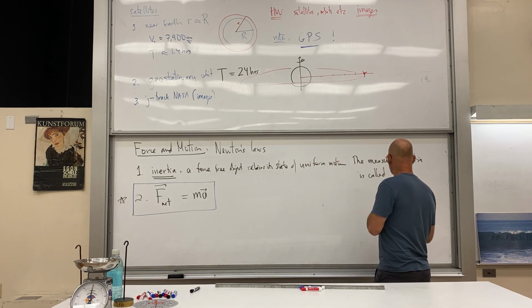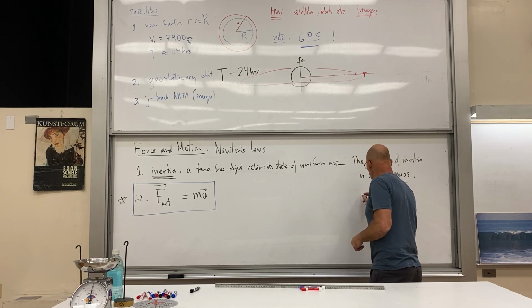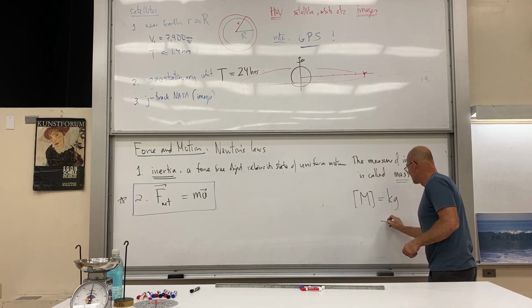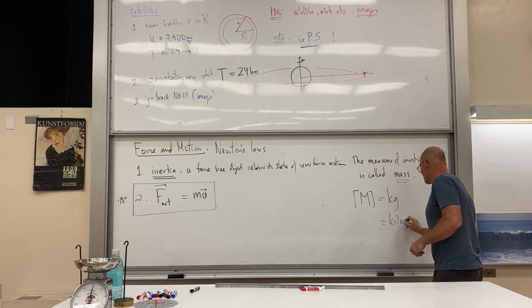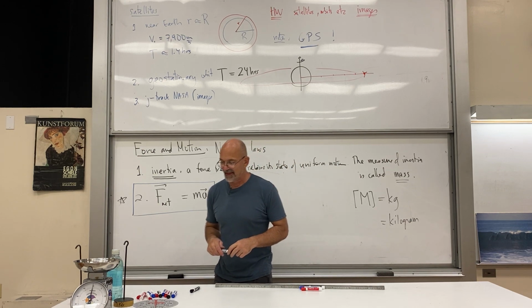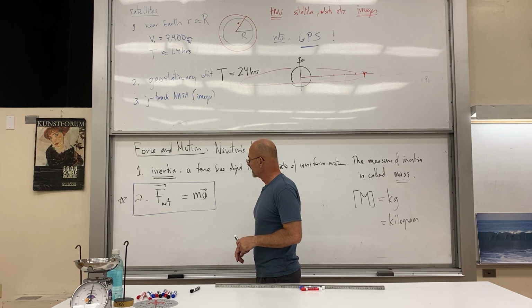The measure of inertia is called mass. And the unit of mass, square bracket, kg, kilogram. Now, is there a difference between weight and mass? That's what we're going to get at here with Newton's second law.